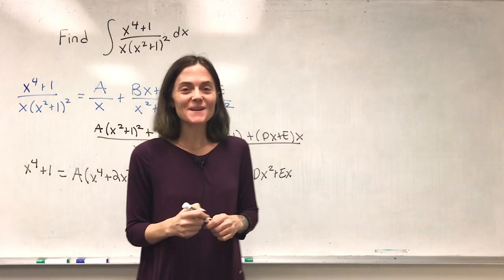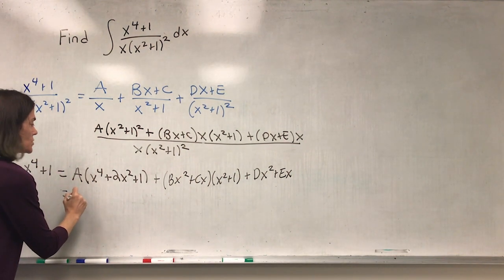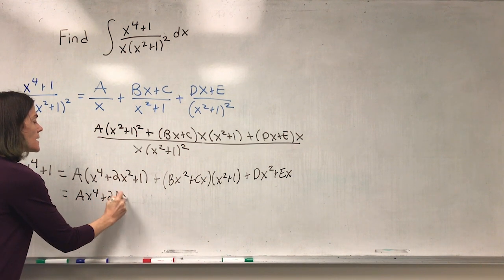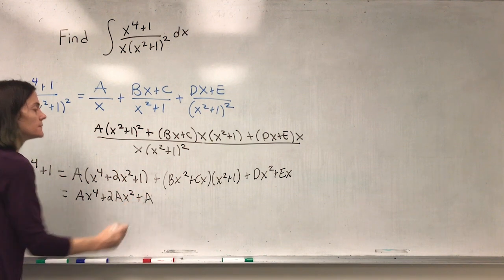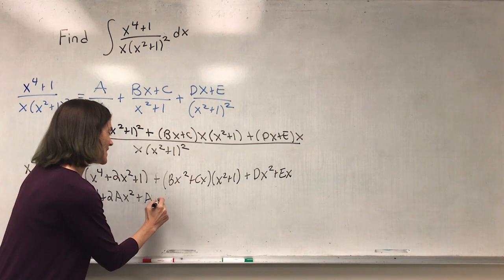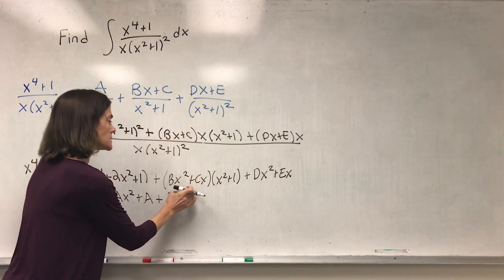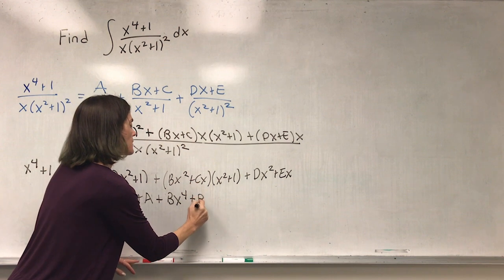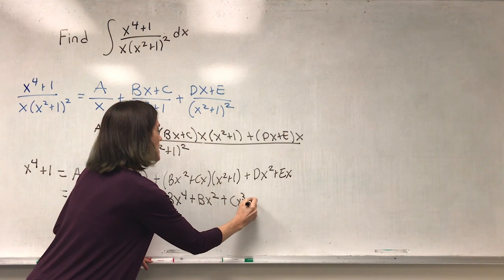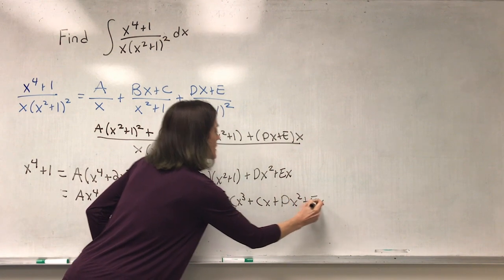Okay, now one more step. I will go ahead and distribute the A here. We have A x to the 4th plus 2A x squared plus A. Here, let's see what I have. Well, we have B x to the 4th plus, we have B x squared plus, we have C x cubed plus Cx. And finally, D x squared plus Ex.